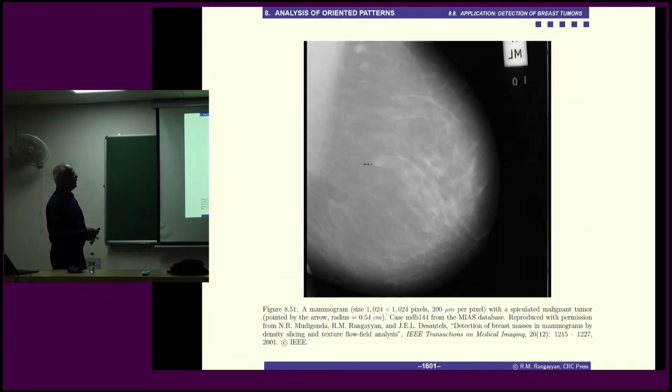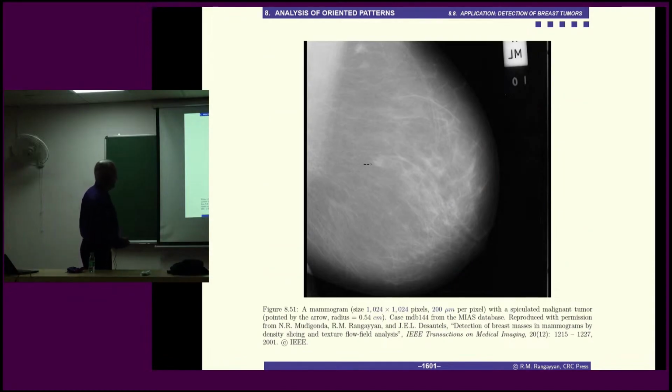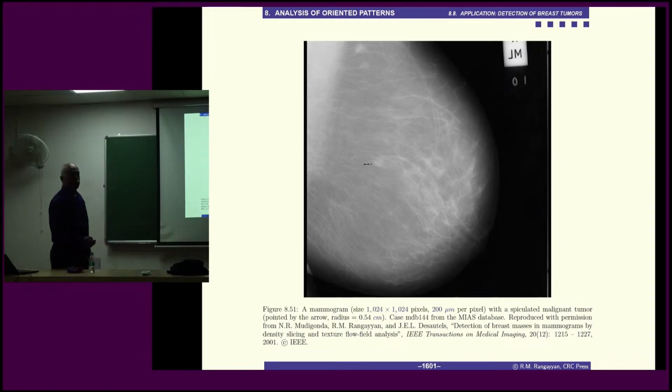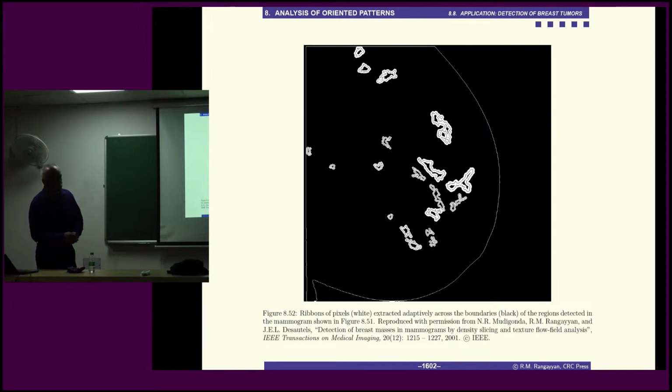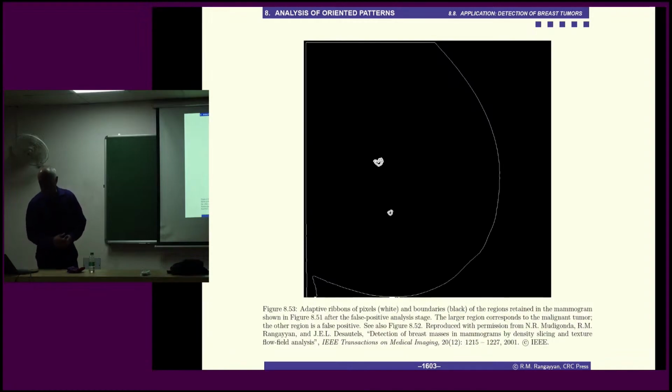This is another mammogram where there is a very small mass. The radius is 5 millimeters. And the initial stage was this. It was detected with so many false positives. And after pattern classification and rejection of false positives, we got that with one false positive.